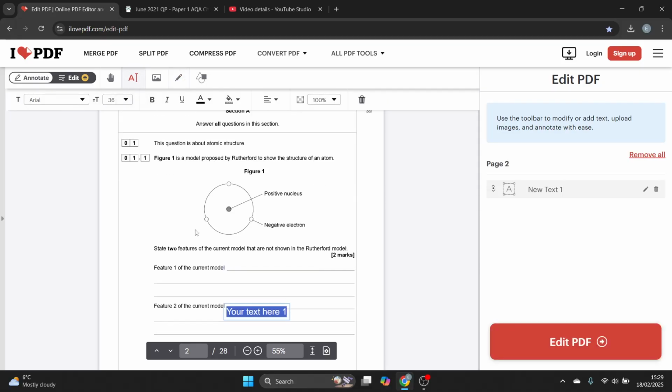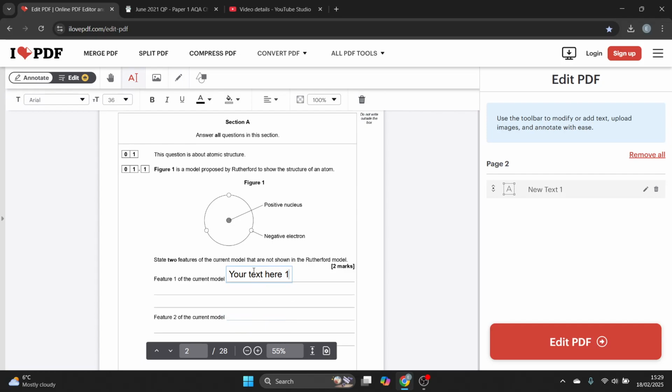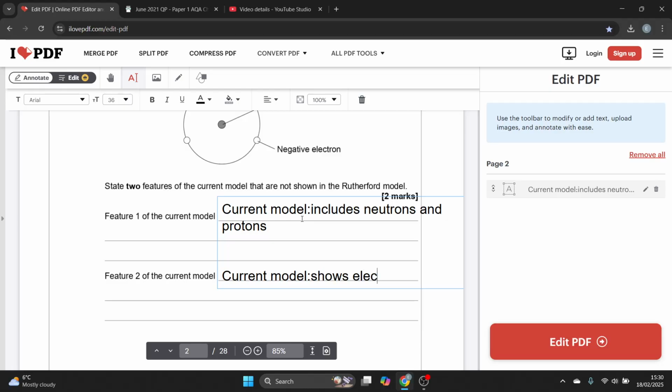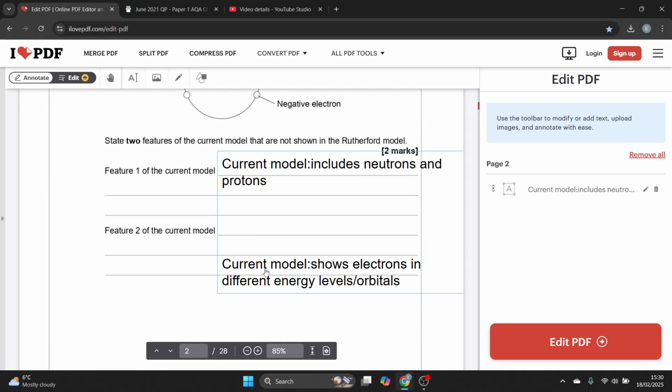But anyway, question 1: state 2 features of the current model that are not shown in the Rutherford model. Well, feature 1, the current model includes neutrons and protons, and the current model shows electrons in different energy levels or orbitals. There you go.